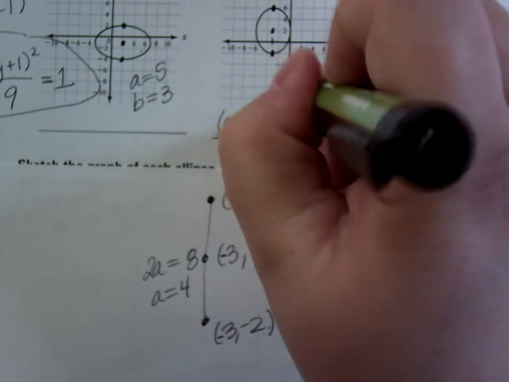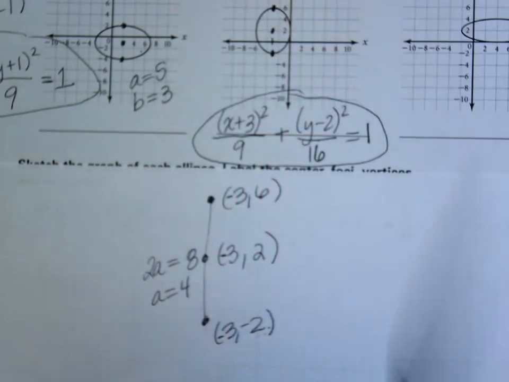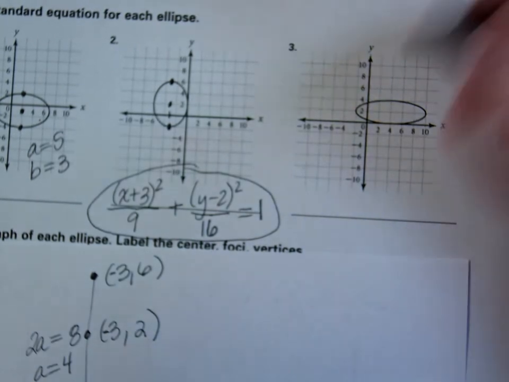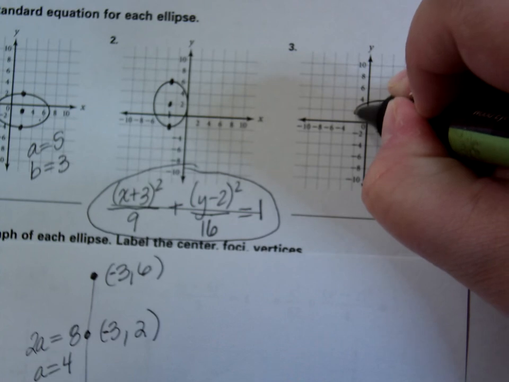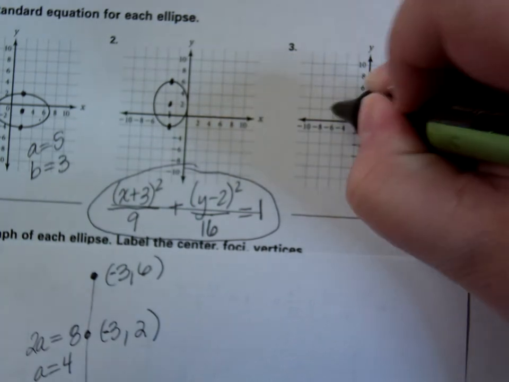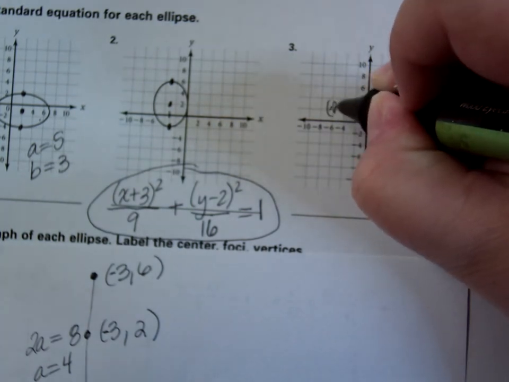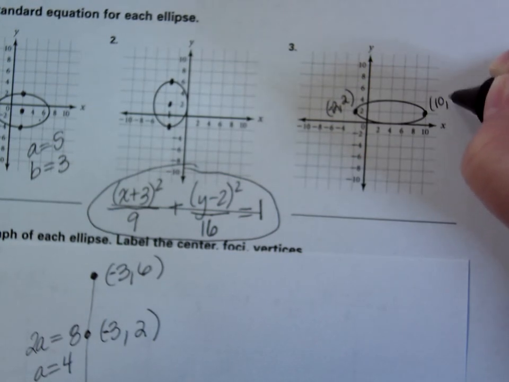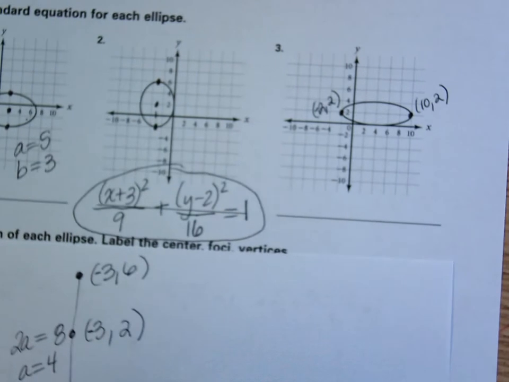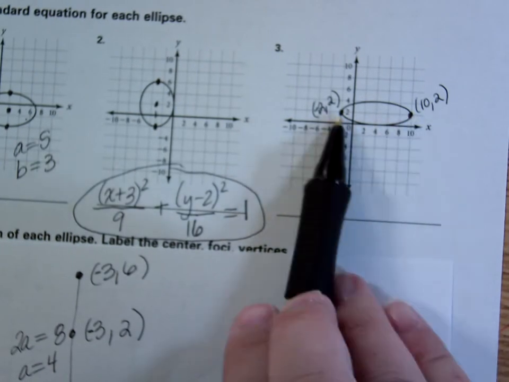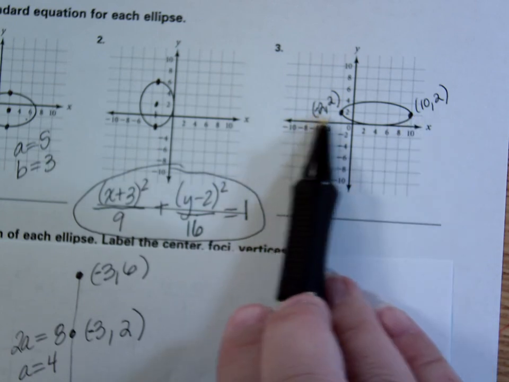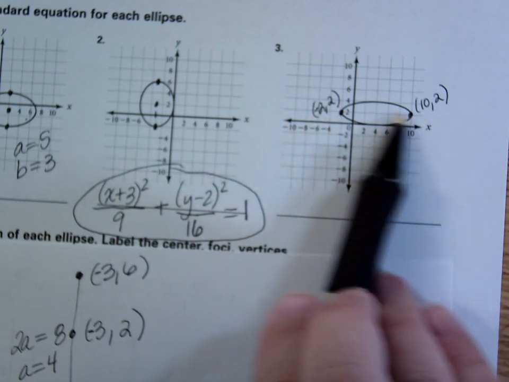So there's my equation. Again, if you want to try number 3 on your own, go ahead and pause the video and try it on your own. Moving right along though, my vertices here are at -2, 2, and +10, 2. I call those the vertices because they're the farthest points away from the center. That means my major axis is horizontal, and the vertices are the endpoints of the major axis.